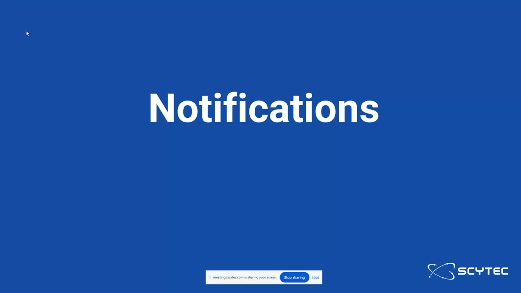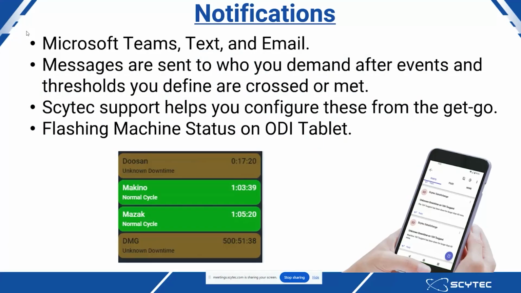Next up, I'm going to be discussing the notification feature set inside of Scytec DataXchange. Now, we have three main notifications that you can be notified via your machine statuses, or when a certain threshold is crossed, or when a job has finished completion. And we have Microsoft Teams, text, and email.